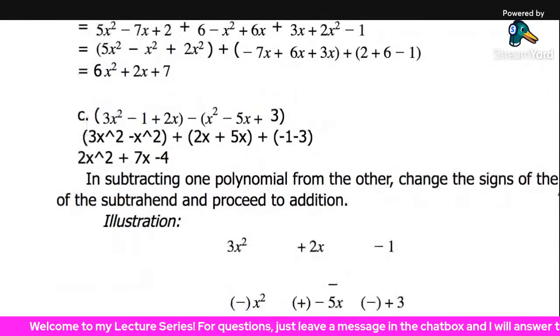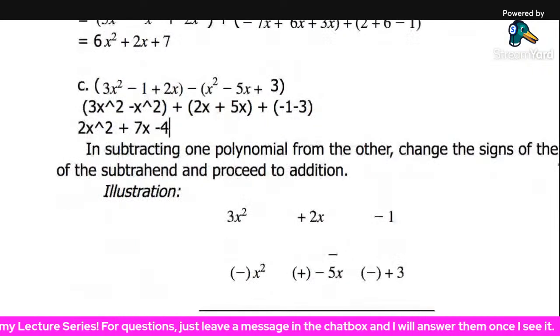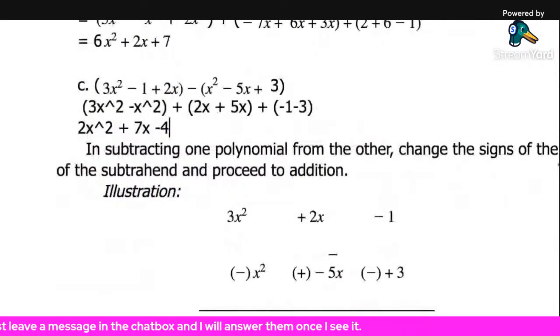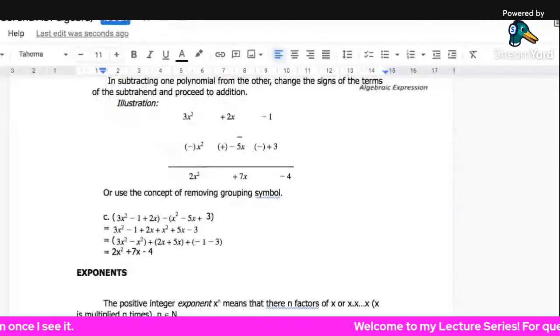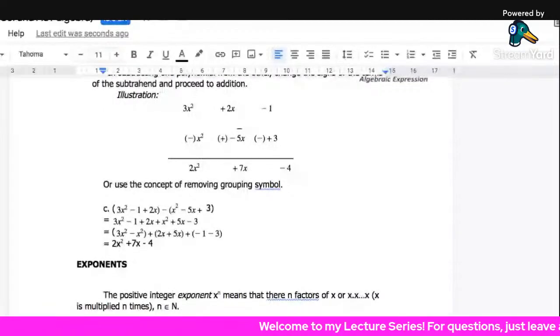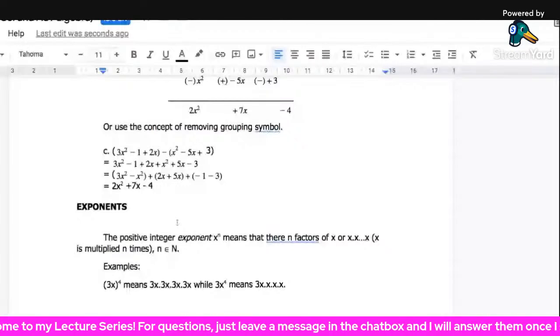So you try to look into that so you won't commit any mistake next time when performing this kind of operation. So the answer here is 2x squared plus 7x minus 4. Okay, do you guys have questions at this point?